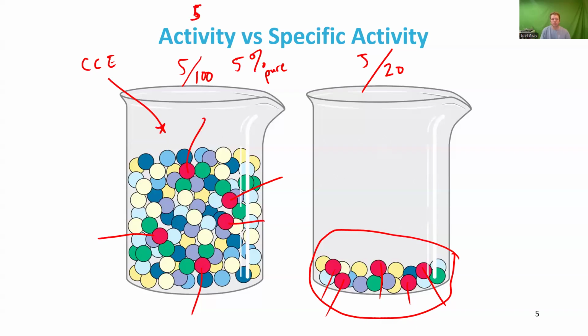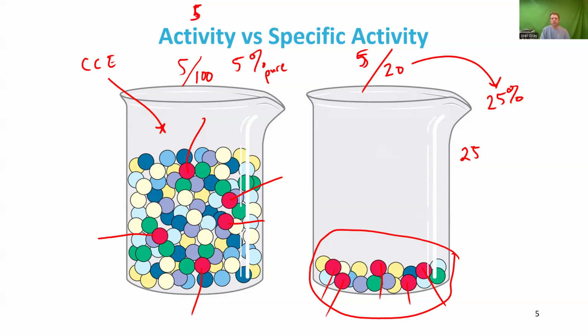Is everyone good with those numbers? Give me a Y or N in the chat if you follow that. Because I'm comparing my enzyme of interest to the total collection of proteins in that beaker. Now, my second beaker, I've got 5 of my enzyme of interest out of 20 total proteins. If I were to make that a percentage, I'd say it's 25% pure. And I would say that my specific activity is just going to be 25.